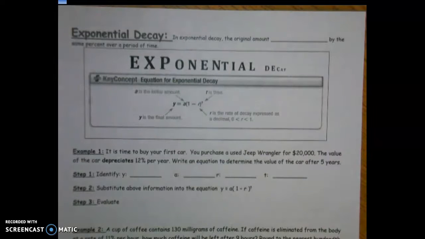Everyone, in this video, we'll be looking at exponential decay. So if you are in Ms. Drake's class, please follow along in your packet.